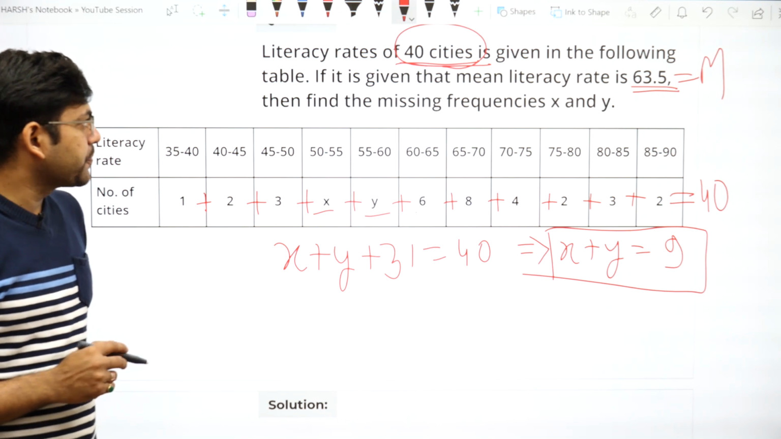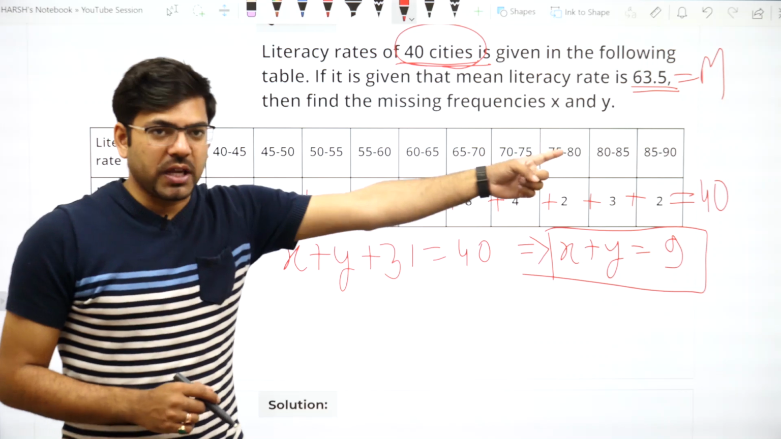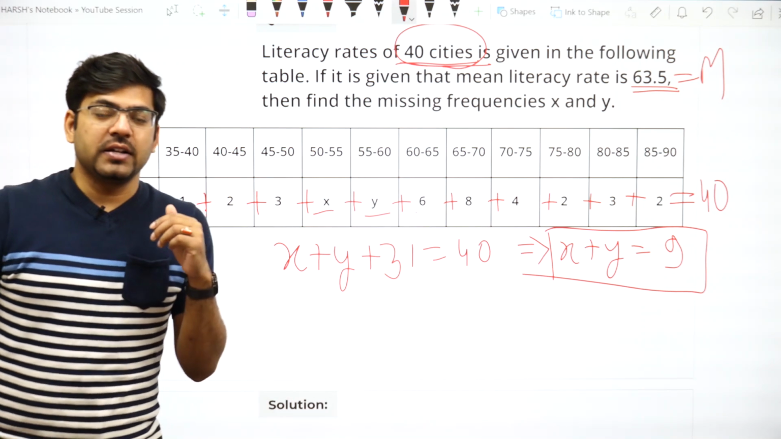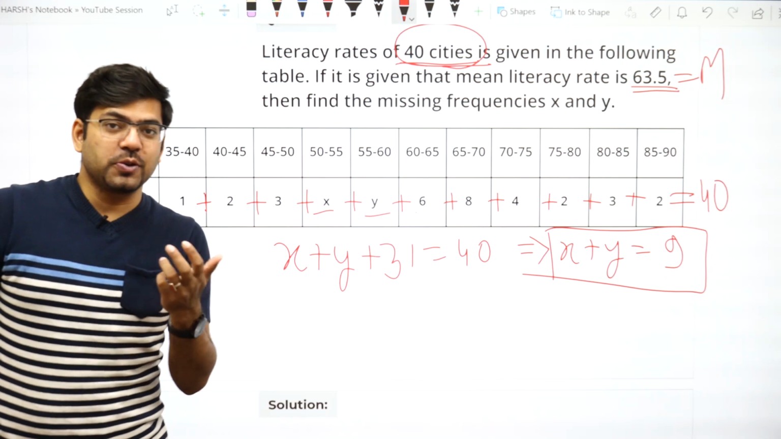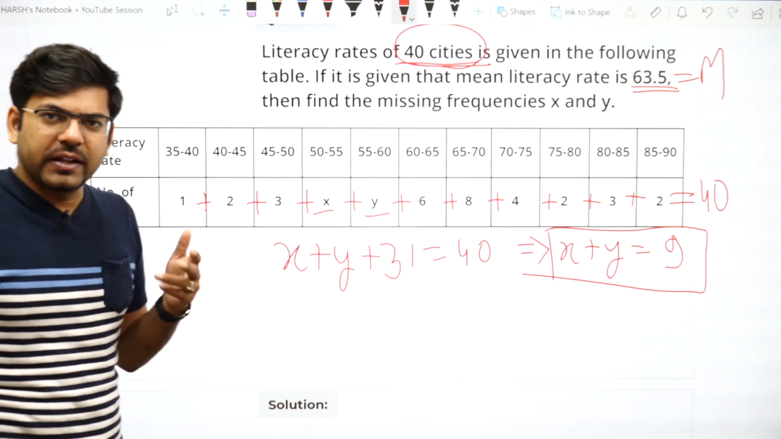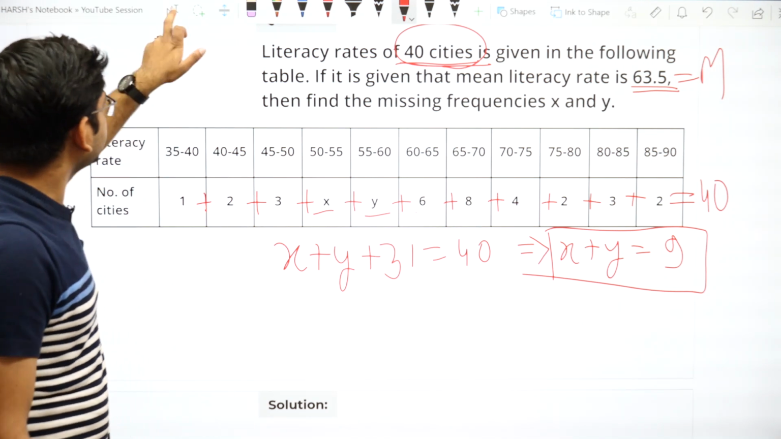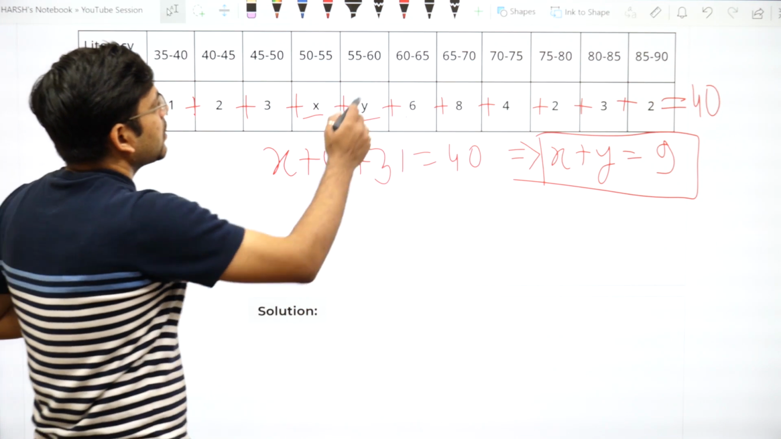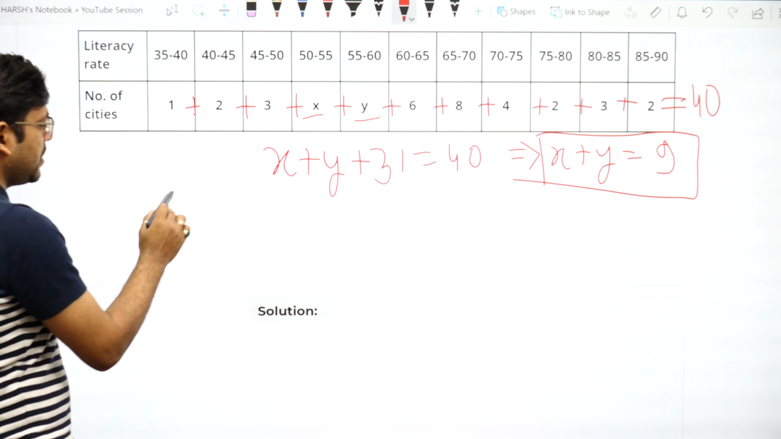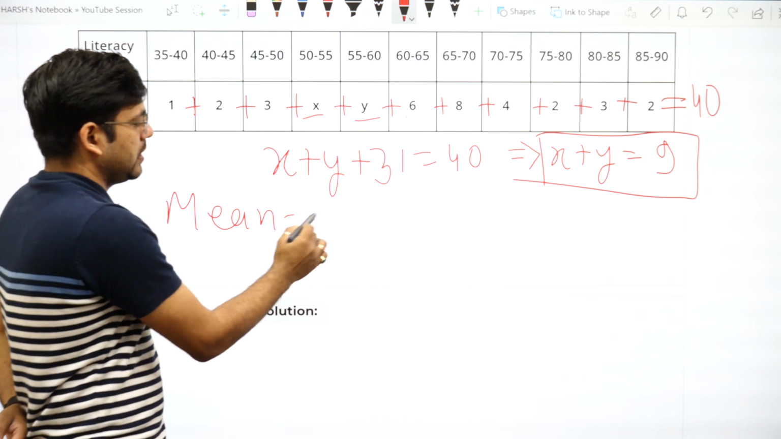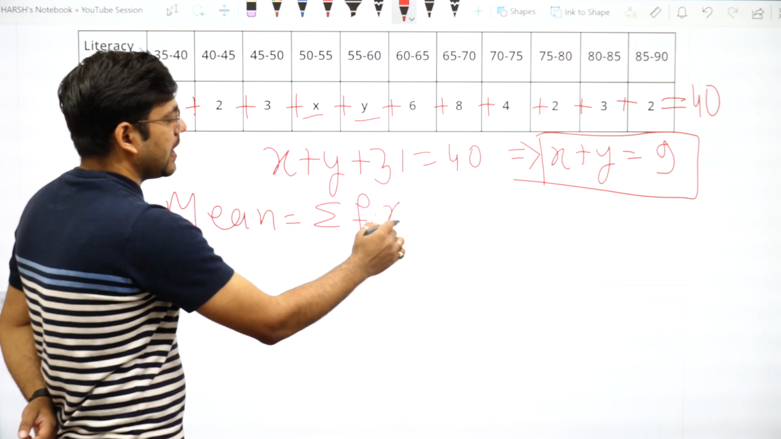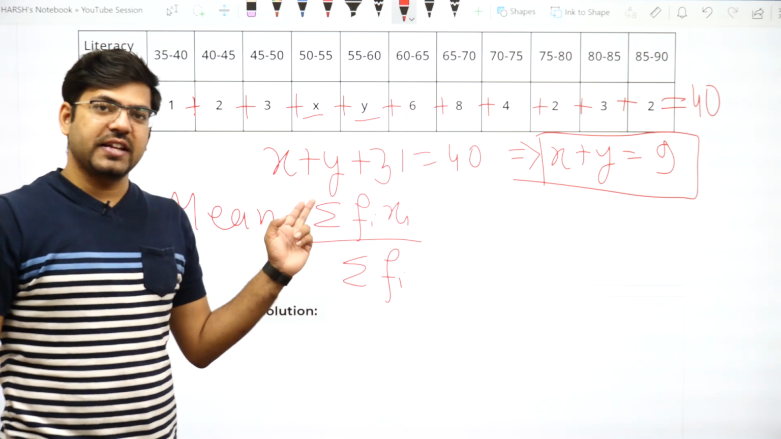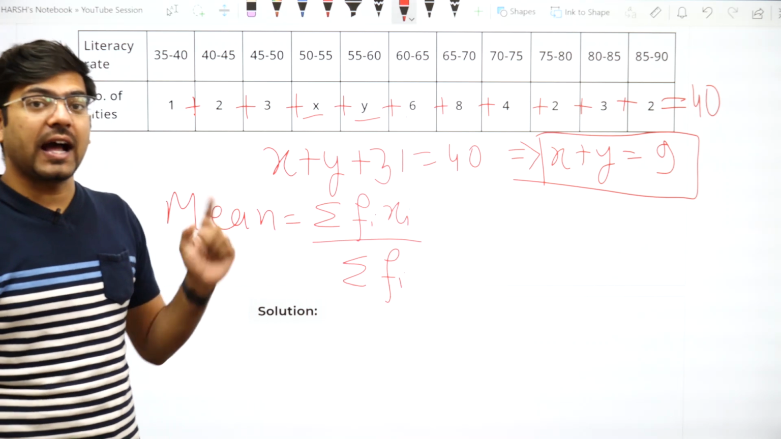Now moving to the next, you have to apply the formula for mean. I guess you would have studied 3 formulas for mean: normal method, step deviation and assumed mean method. I will apply the easiest one, the normal method. The normal method says mean is equal to summation fi xi divided by summation fi. Now fi is frequency and xi is class marks.